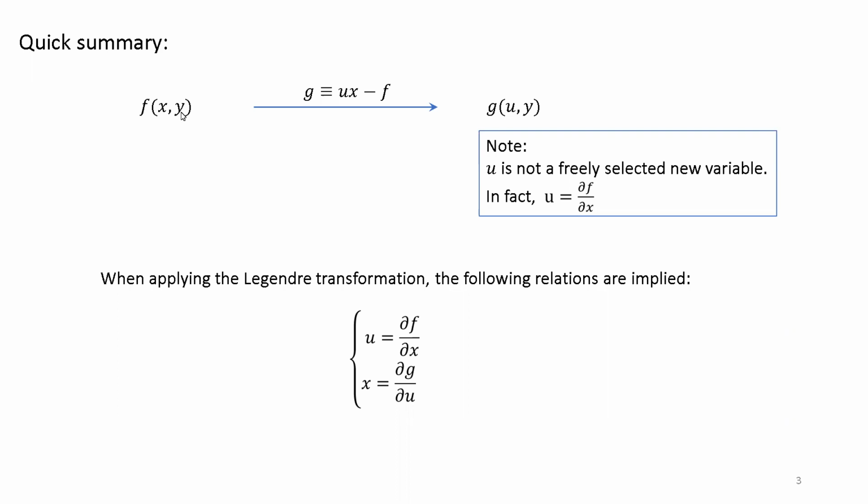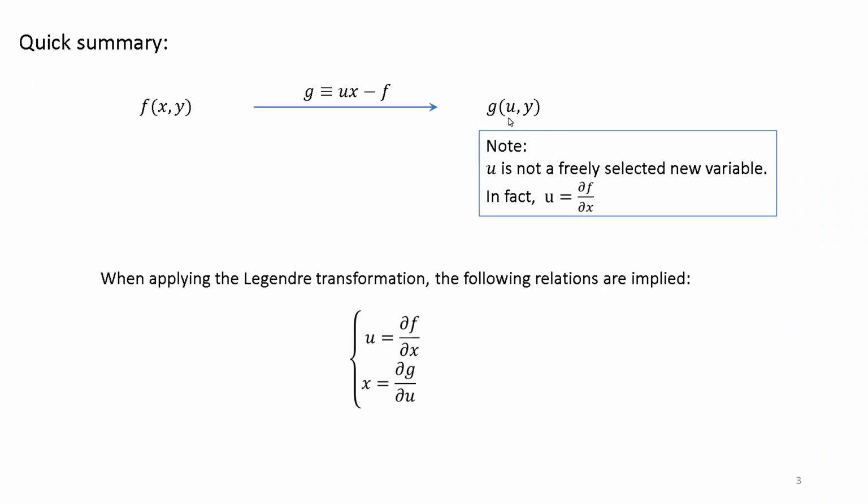And then the Legendre transform is that if I want to change how we represent this function, instead of writing it as f(x, y), we write it as g(x, u). This procedure is known as a Legendre transform. That means this one variable is changed from x to u.